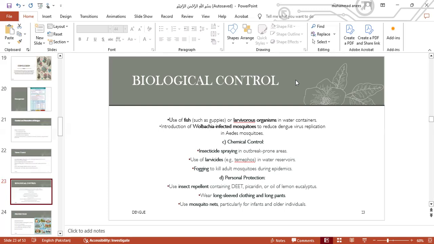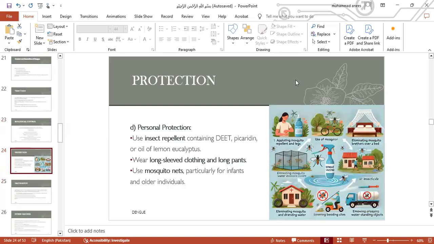Then personal protection has been advised to people, like use of insect repellents, wear long sleeved clothing and long pants, use mosquito nets, particularly for infants and older individuals. So this is a pictorial representation of all the prevention instructions, like applying the mosquito repellent, avoid outdoors, use mosquito nets, and so on.